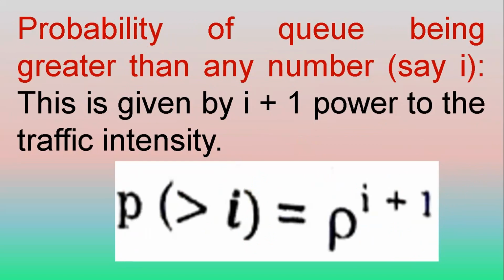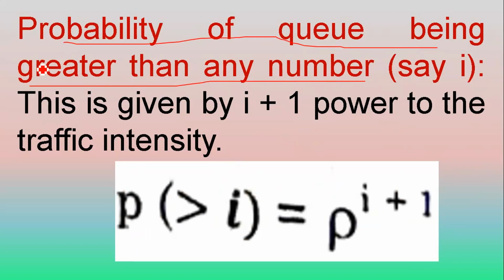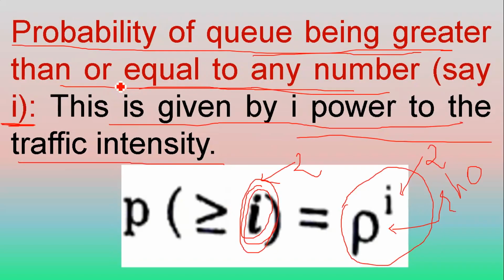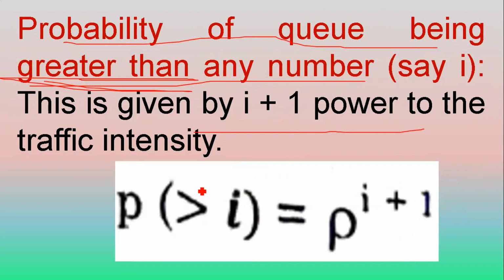After that, probability of Q being greater than any number, right? That is given by traffic intensity to the power I plus 1, right? Here there is one difference, that you can see here, that it is only greater than. In the previous formula, it was greater than or equal to. You can see here, there it is greater than or equal to probability, and here only greater than.